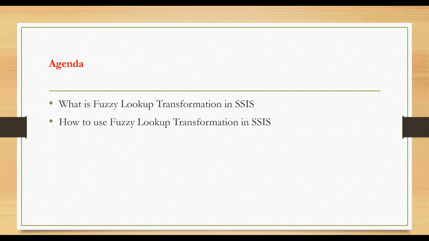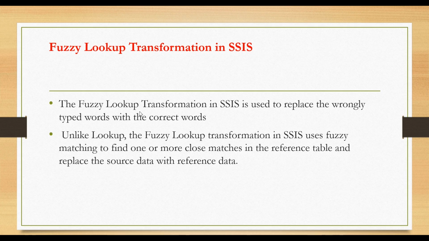Today's agenda: what is Fuzzy Lookup Transformation in SSIS, and how to use it. Fuzzy Lookup Transformation in SSIS is used to replace wrongly typed words with the correct words. Unlike the lookup transformation, the fuzzy lookup transformation uses fuzzy matching to find one or more close matches in the reference table and replace the source data with the reference data.